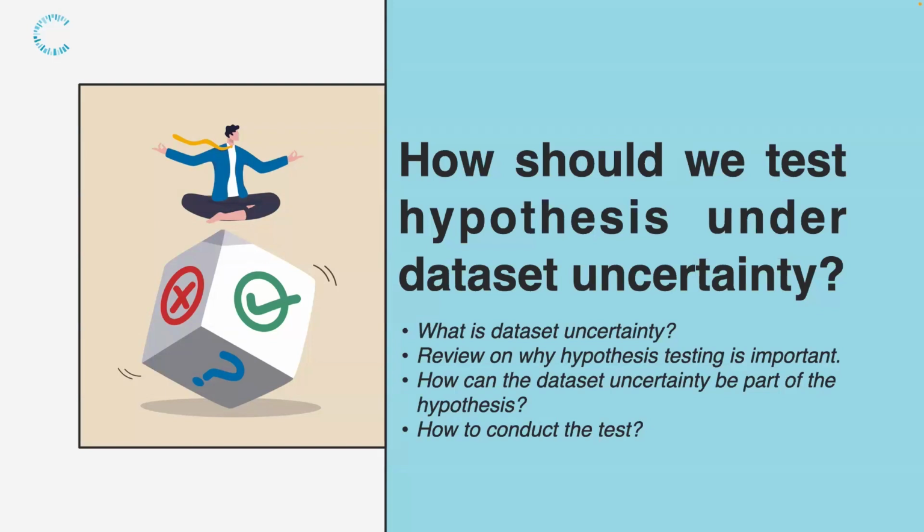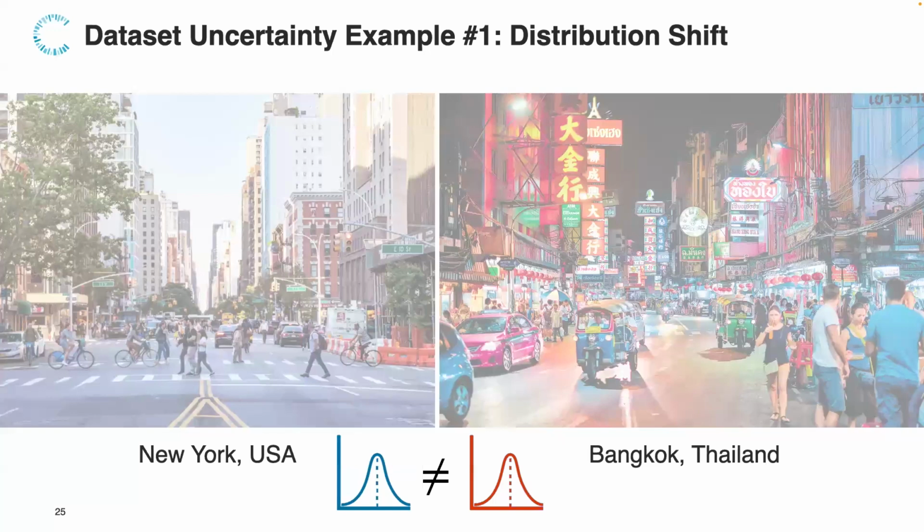And now I'm going to put on the ML scientist hat and talk about how we should test hypotheses under dataset uncertainty. So first of all, what is the dataset uncertainty that I'm talking about? There are a few examples. First example is distribution shift. Imagine you train an algorithm using data from New York, but you have to apply it to patients in Thailand. So there's a shift of distribution from the training environment to the testing or application deployment environment.